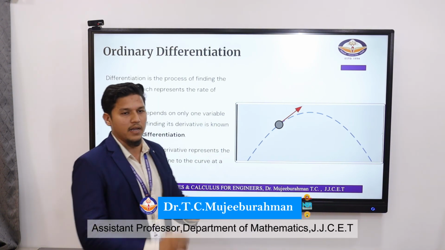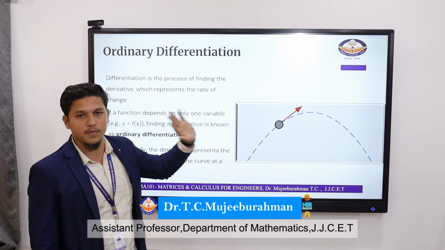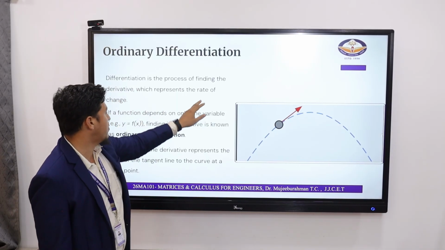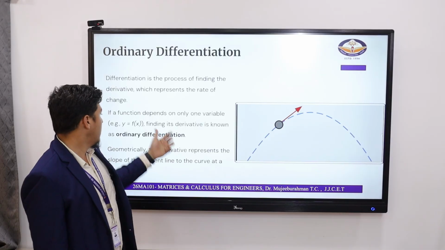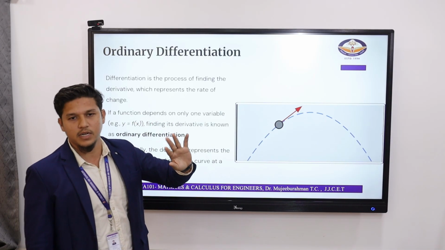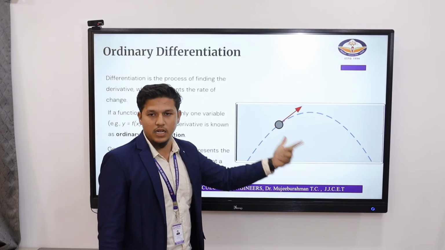There is a change happening. That is what the differentiation concept is all about. If you want the definition, it is a process of finding the derivative, which represents the rate of change. Now, the function depends only on one variable. So what is the difference? We will be discussing partial derivative next.